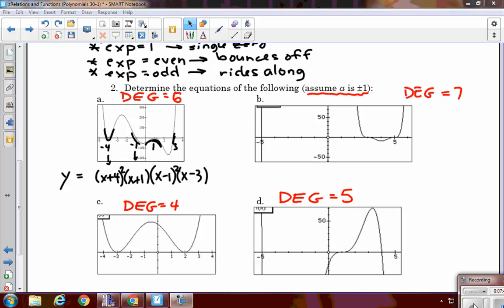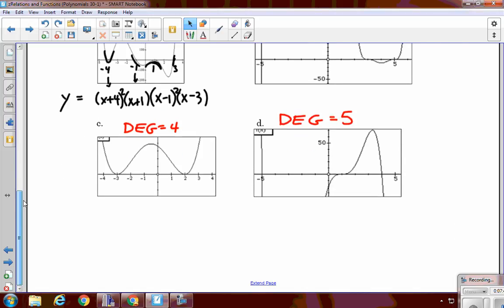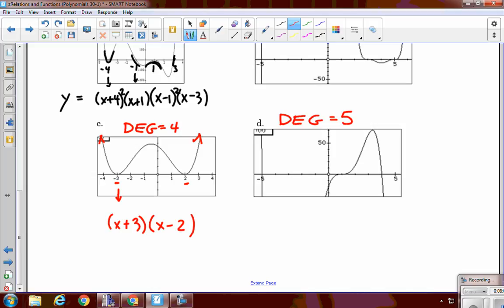So let's just move to example C right below it, because it is quite similar. We have a degree 4 function, and we should examine its end behavior. It's up, and it's up, so we know my leading coefficient is positive. And then I look at my x-intercepts. I've got here at -3, and I got here at 2. So those would turn into factors of x plus 3 and x minus 2.